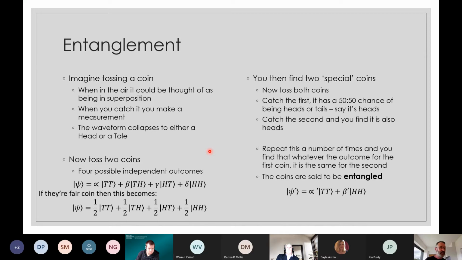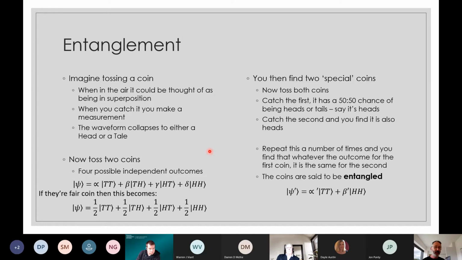If you toss a coin in the air, it's in superposition. When it's spinning in the air, it's neither heads nor tails, it's both. But when you catch it, you make a measurement, and in essence, you collapse this waveform that represents the superposition, and you get heads or tails. That's the normal situation. Now, here's the peculiarity when you've got entangled elements.